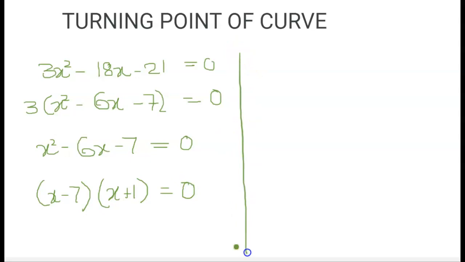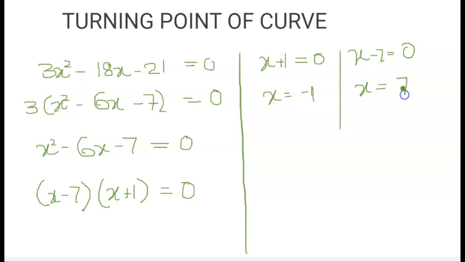Now we got this bit. Now what you need to do is find the turning point of the curve, so we need to put that equal to 0. So you write down x minus 1 times x plus 1 equals 0. That will give you x equals how much? Minus 1. Then you also do x minus 7 equals 0, which will give you x equals 7.